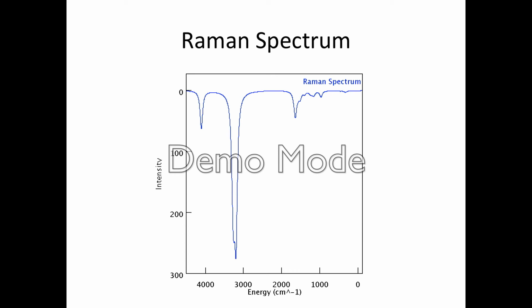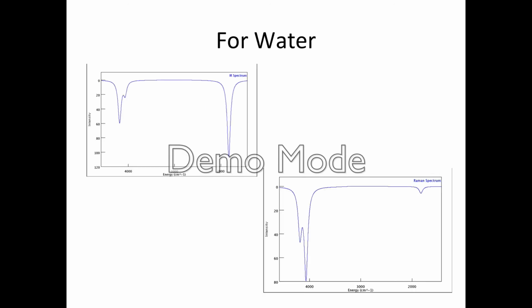Whereas if we had picked the peak that was at 3,200 wave numbers, we wouldn't be able to. It was so intense to begin with that measuring differences in concentrations would be a lot harder.